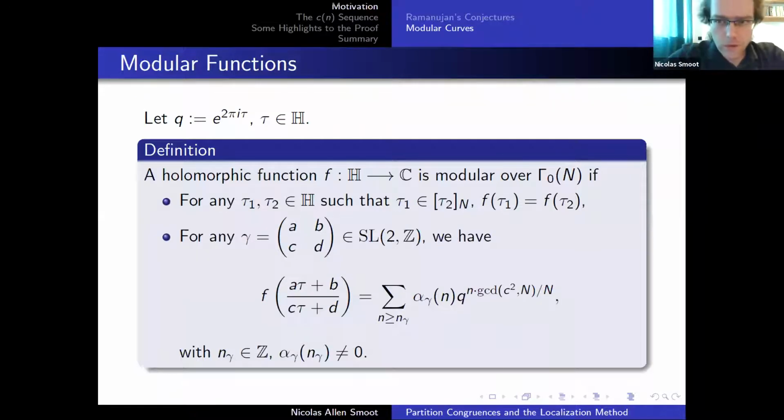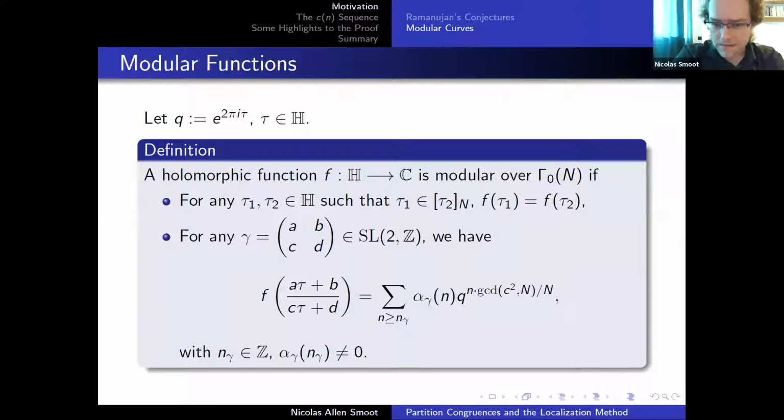So, okay, very quick definition of modular function, at least how I'm going to define a modular function over gamma 0 n. Okay, I have a holomorphic function f over h, and it's modular if I take any two elements in h and they're in the same orbit, then the output's the same. So f of tau 1 is f of tau 2. And moreover, this is how f is going to behave along the rational numbers and at infinity. If I take any element in the special linear group, I can look at f of a tau plus b over c tau plus d.